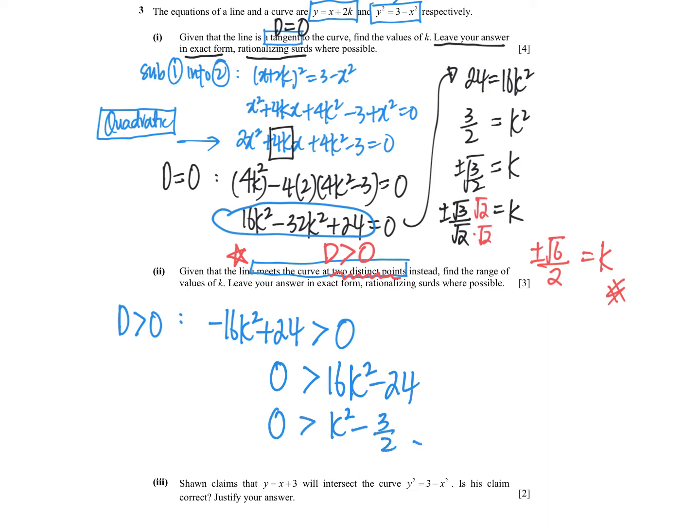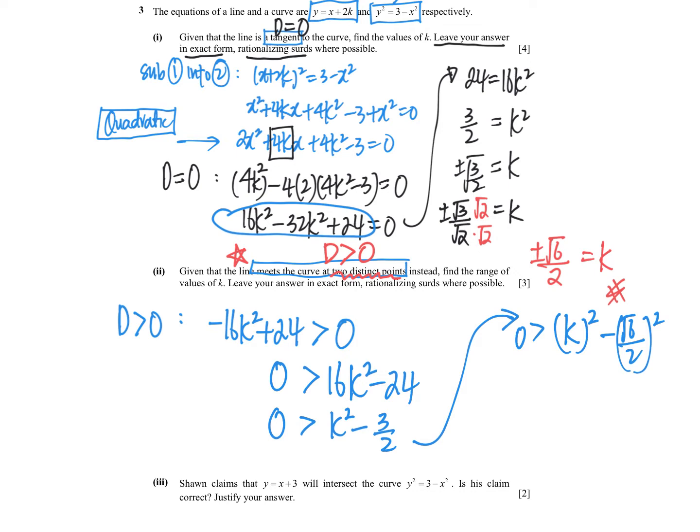Right? So how can you factorize? You can factorize if it's k squared minus root 6 over 2 squared. Why root 6 over 2? By right, it's the whole thing square root 3 over 2. But from part 1, you already know it's root 6 over 2. Okay, from part 1, you already know if I rationalize this, I will get this.